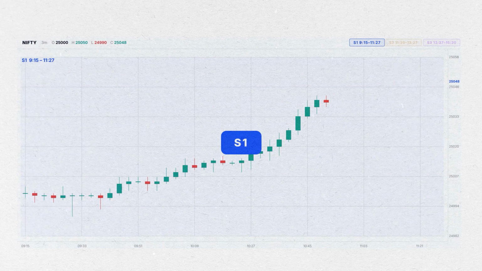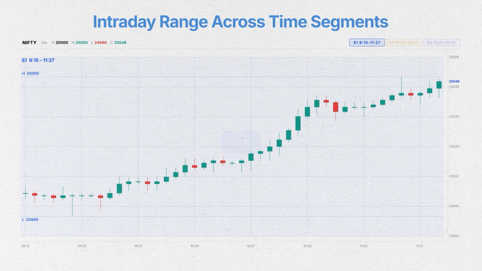Now, each of these segments are labeled as S1, S2, and S3. Let's understand S1 better with an example. Now, S1 is 9:15 to 11:27, 11:27 close, that is, because we are talking about 3-minute bars. Let's say the index opened at 25,000 and made a high of 25,050 and a low of 24,990, which means a range of 60 points by the end of the 11:27 bar, which closes at 11:30. So that's what is S1 and that's what happened in S1.